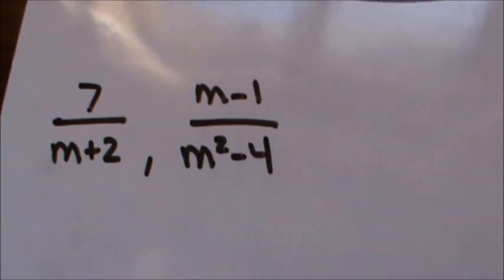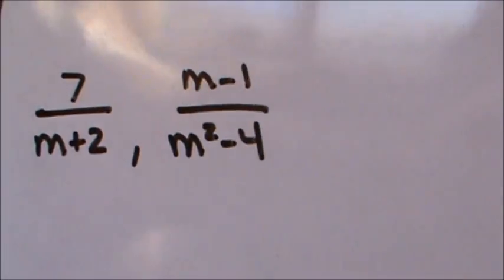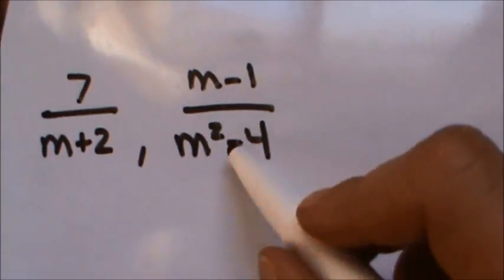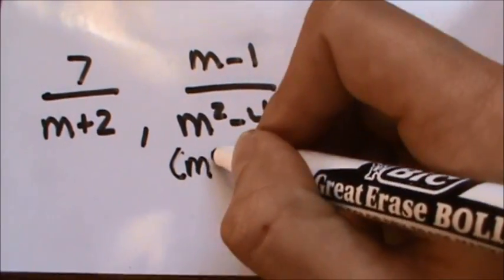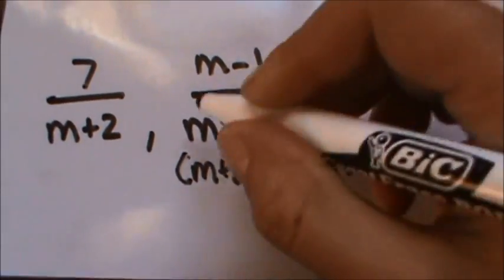Let's take a look at this last one. Okay, first thing I'm going to check, I'm going to ignore the numerators and check that the denominators are factored. This one is not. So I need to use the difference of squares rule to factor it.